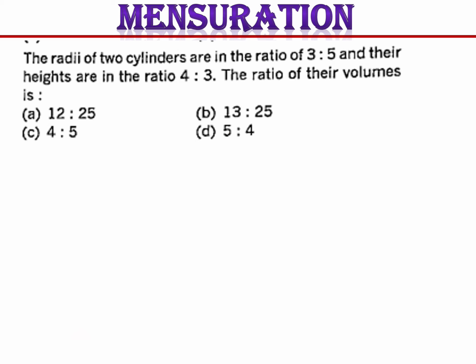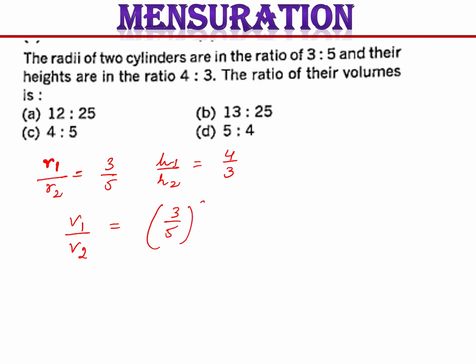The radii of two cylinders are in the ratio 3:5. So R1 by R2 is 3 by 5 and H1 by H2 is 4 by 3. Then the ratio of their volumes, let it be V1 by V2, that is pi r square h. Pi and pi cancel. I can write 3 by 5 whole square into 4 by 3. So one of the threes cancels. 3 into 4, 12. 12 by 25. So my answer is 12 is to 25. So my correct answer is option A.